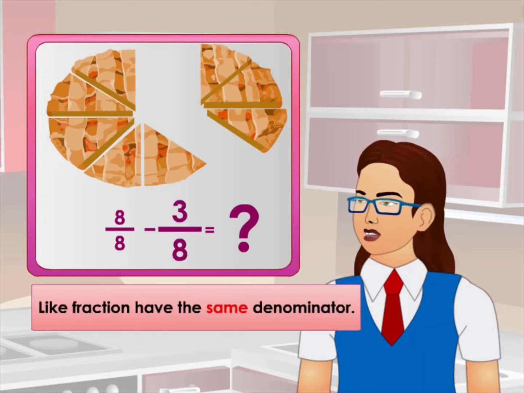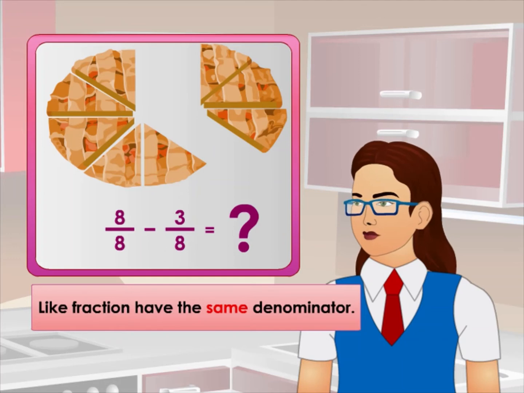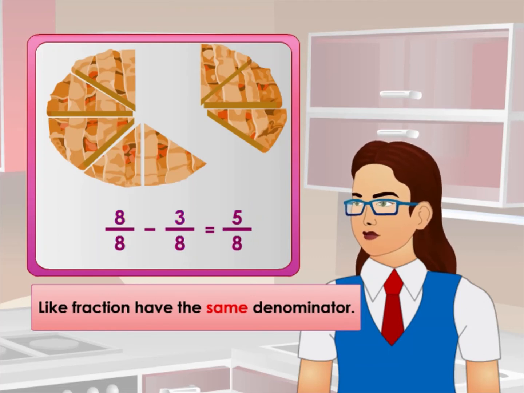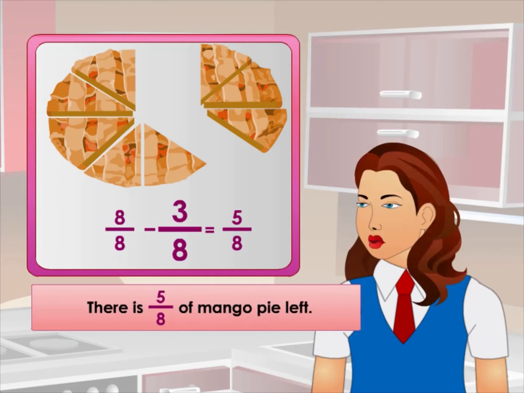8/8 and 3/8 are both like fractions. They have the same denominator, which is 8. You just subtract the numerators. 8 minus 3 equals 5. Now write this difference over the common denominator. So 8/8 minus 3/8 equals 5/8. There is 5/8 of the mango pie left.